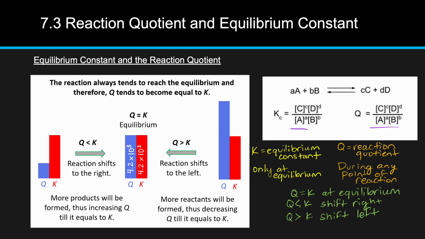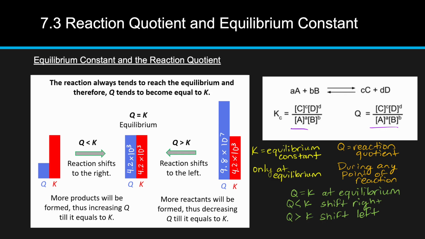Now what happens when Q is greater than K? If I solve for Q and I get 9.8 times 10 to the 7th, I know that my Q value is much higher than my K value. So since I know that equilibrium is at 4.2 times 10 to the third, and right now with this information I'm given, I have 9.8 times 10 to the 7th, that means I have way too many products compared to that of my equilibrium. So that means in order to get to my equilibrium, the reaction is going to shift left towards the reactant side.